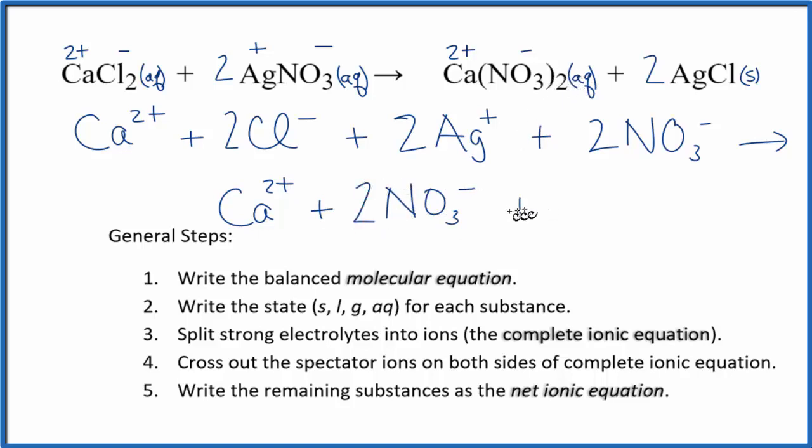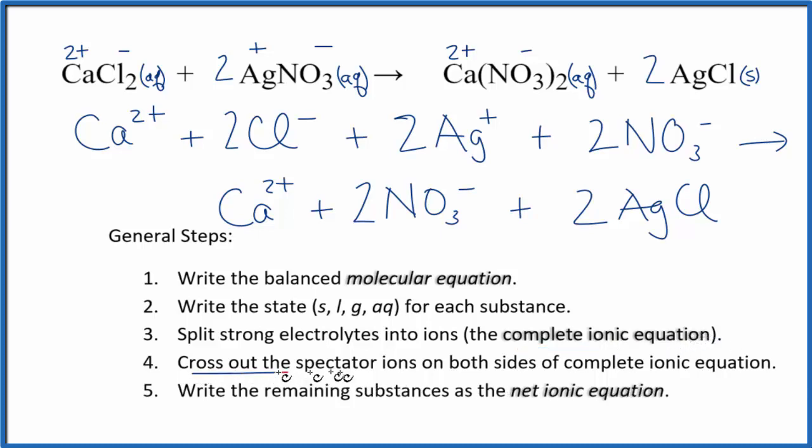And then for the solids here, when we do net ionic equations, we don't split apart solids. They're not split apart in the test tube or the beaker. They're just sitting at the bottom as a solid. So we're just going to write 2 AgCl. That'll stay together as a solid. And this is the complete ionic equation.